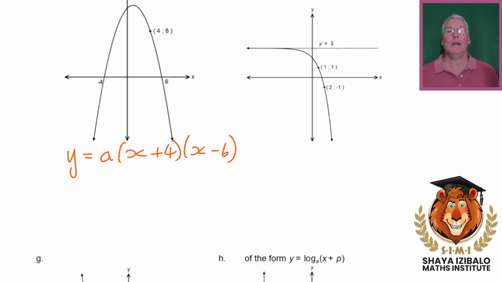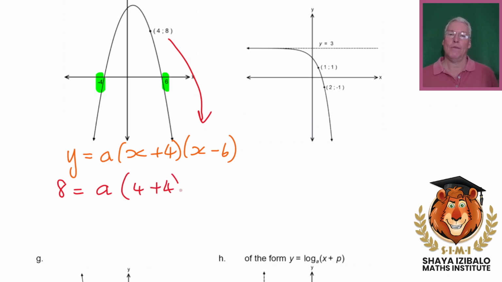Every single parabola with these x-intercepts can be written in this form. Now, we want the specific one that is also going to go through the point (4, 8). What do you think we do? Of course, we just take that point and sub it in, remembering that 8 is our y value and 4 is our x value. So we're going to get 4 plus 4, 4 minus 6. Right, so we get 8.